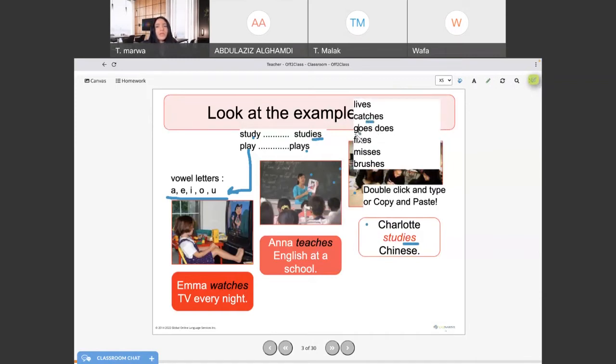Here I have O, these are exceptional, leave them alone. Here I have X, I put ES. Here I have S, I put ES. Here I have SH, I put ES. Clear?